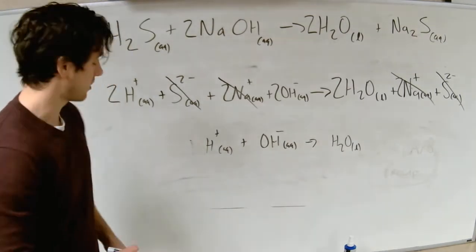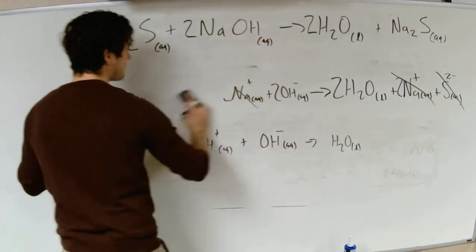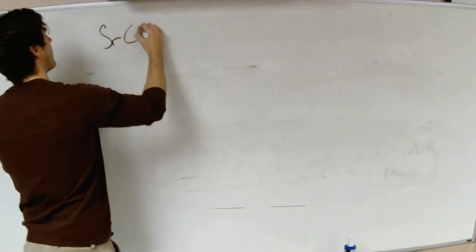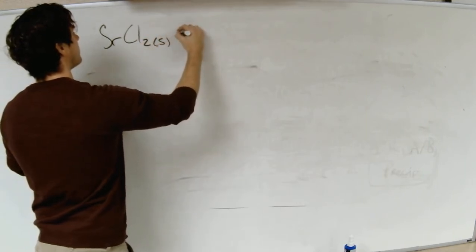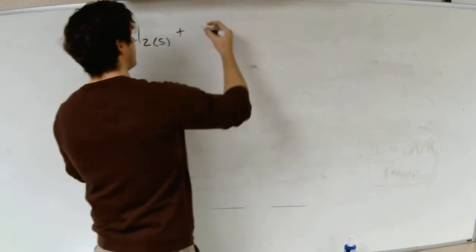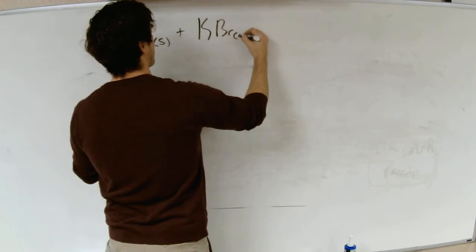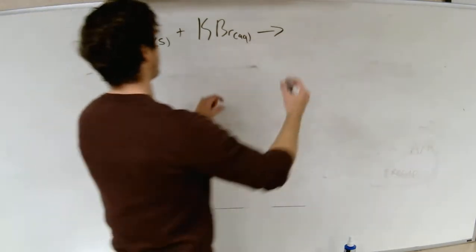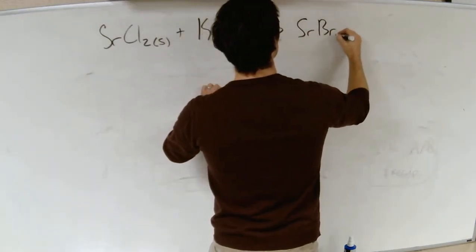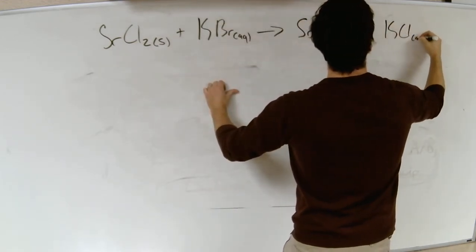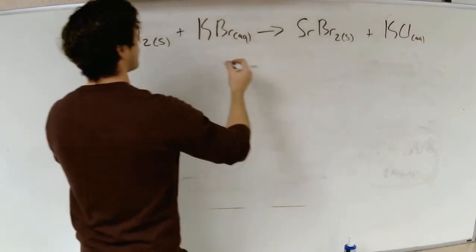Let's do one more that's a little trickier. And I'm going to make it up right off the top of my head. Let's go strontium chloride, which actually is a solid. Let's go potassium bromide, which is aqueous, I believe. And it's going to make SrBr2, which is a solid, and it's going to make KCl, which is aqueous. Balance this bad boy out.